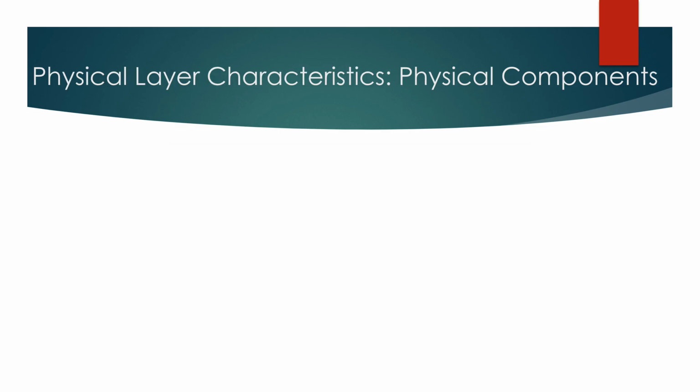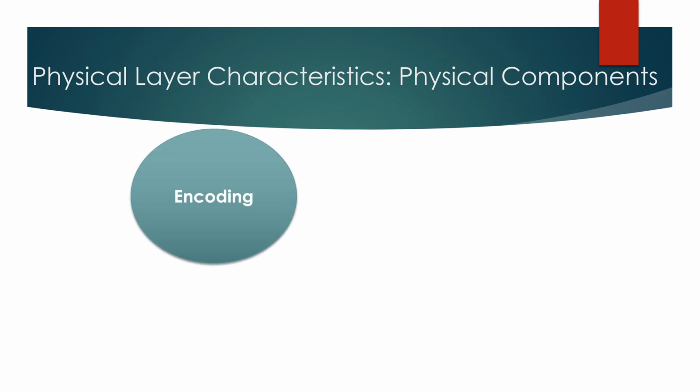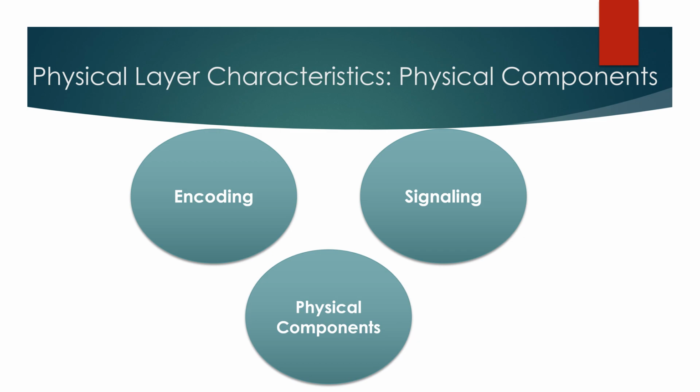The physical layer standards address three functional areas: encoding, signaling, and physical components, where the physical components are the electronic hardware devices, media, and other connectors that transmit the signals that represent the bits. Hardware components such as network interface cards, interfaces and connectors, cable materials, and cable designs are all specified in standards associated with the physical layer.